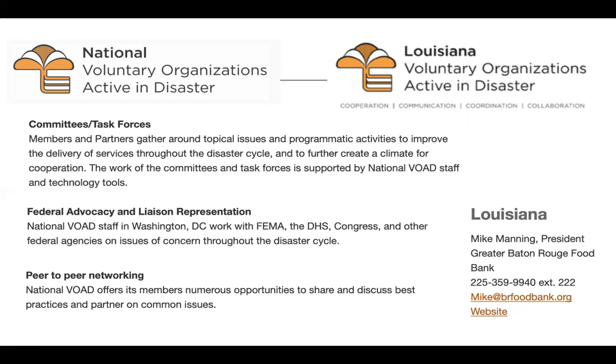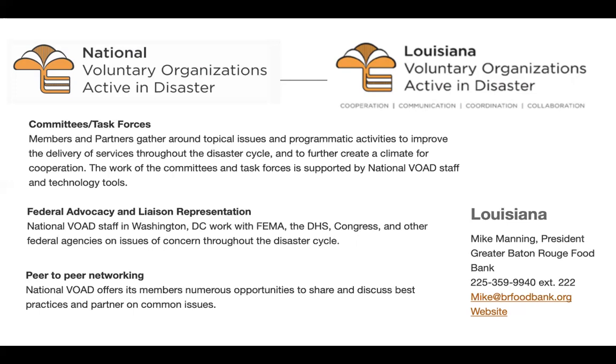So some benefits to being part of a VOAD, again, if this is within your interests and within your abilities, are committees and task forces. They go over current concerns, current issues, and then help discuss, what can we do as a program to improve delivery of services through the whole disaster cycle, but especially in response.